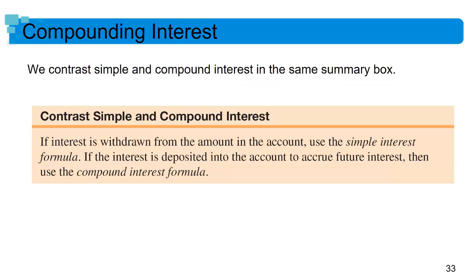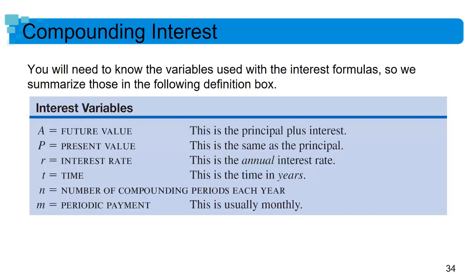So we can contrast simple and compound interest very easily. Use the simple interest formula if interest is withdrawn from the amount in the account, i.e., if you earn interest and then that interest is taken away so that the next time interest is calculated, your principal doesn't get bigger, then you would use the simple interest formula. However, if the interest stays in the account and accrues and your principal basically goes up and up and up, then you would use the compound interest formula.